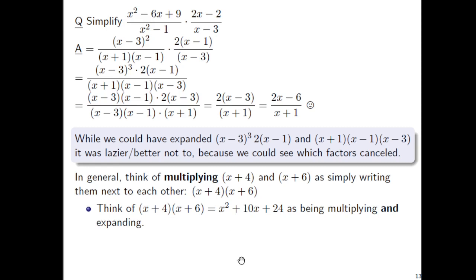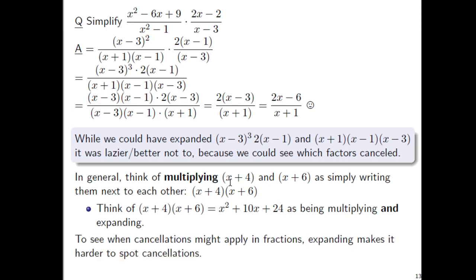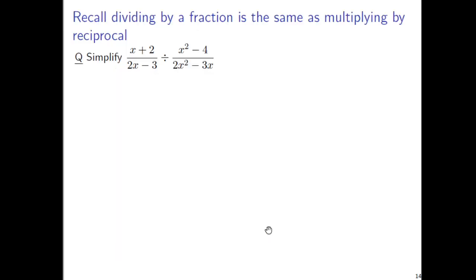Yeah, but I just want to take the view that multiplying is something much lazier, because sometimes you have to do something lazier in order for it to be possible to notice the cancellation, right? So yeah, here we go. To see when the cancellations might apply in fractions, expanding actually makes it harder. So why do that extra work, right? So just for multiplying, really just stick one thing next to another, because then you'll have factors. Then it'll be easier to spot cancellations. Cancel what you can, and then at the end expand.